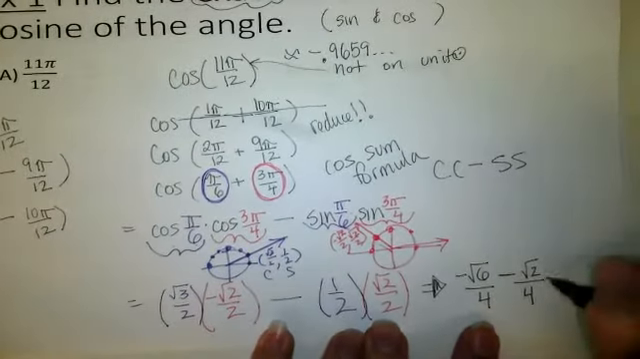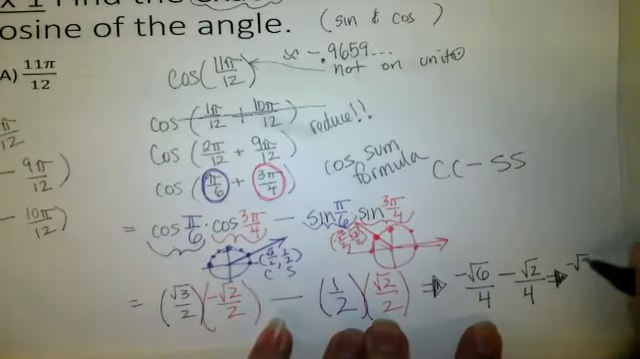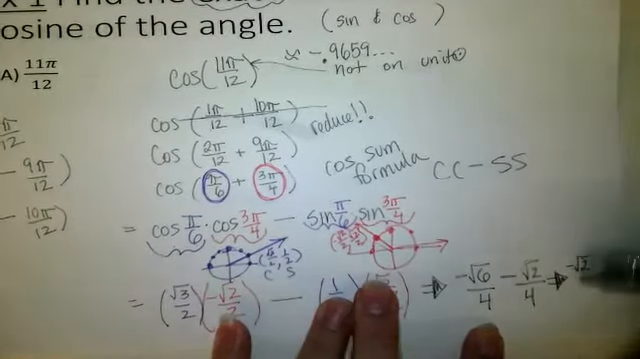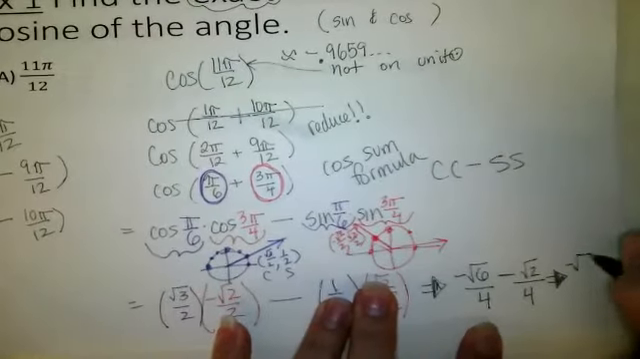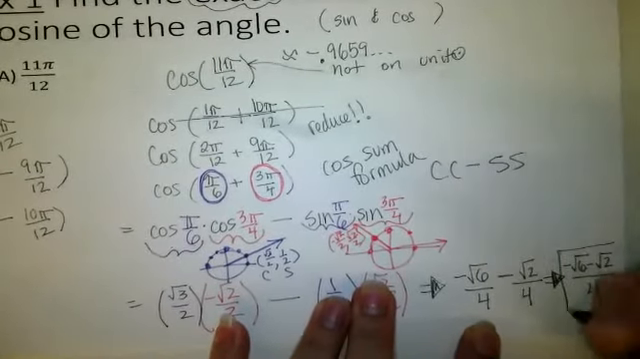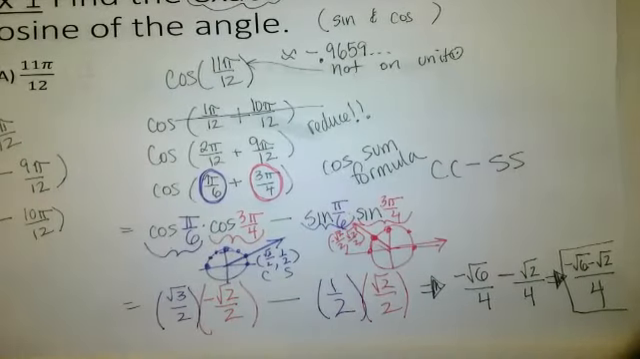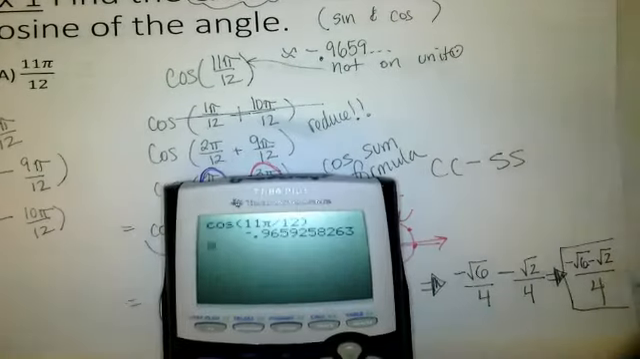This is a great answer, but your book is probably going to condense it a little because they have a common denominator. So negative radical, whoops, I wrote that. Negative radical 6 minus radical 2, all divided by 4. So it's not going to be like that. Yeah, that's just like an X and a Y. Totally different.